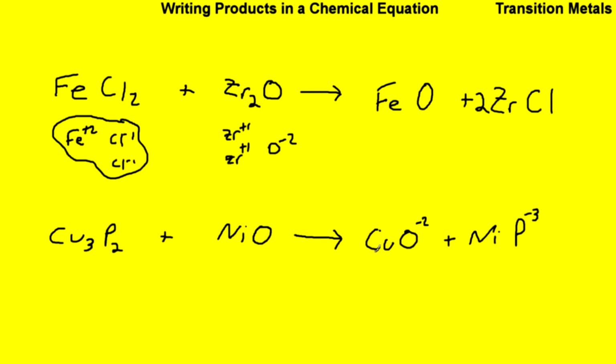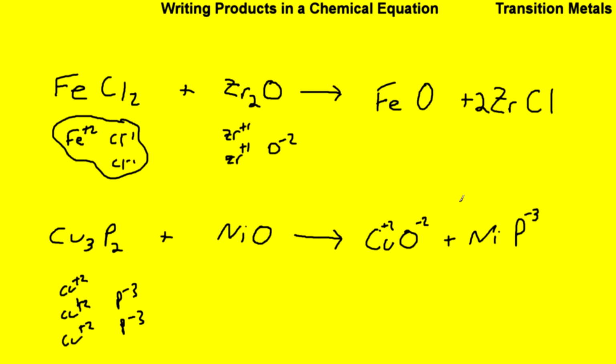All right. Because copper and nickel are transition metals, so we have to play this game. We got to figure out what they are. So we have 3 coppers. We have 2 phosphoruses. These are each -3. This has to add up to 0. So we have -6 on this side. What do each of these coppers have to be? They're each +2. 2 + 2 + 2 - 3 - 3 is 0. So this copper is a +2.